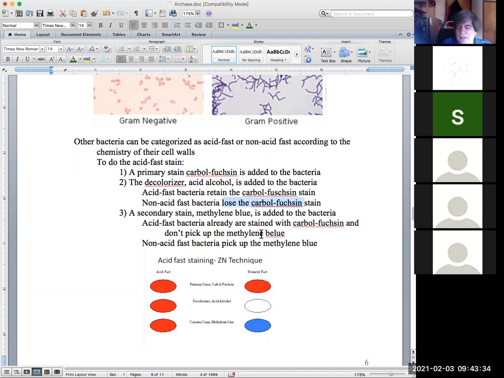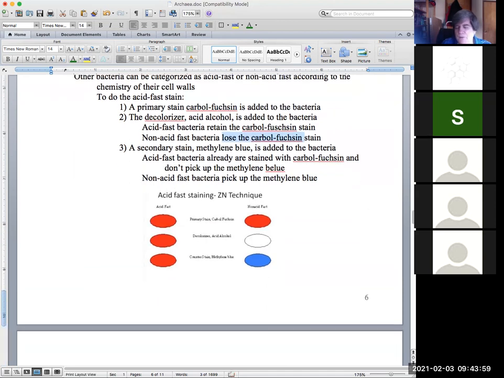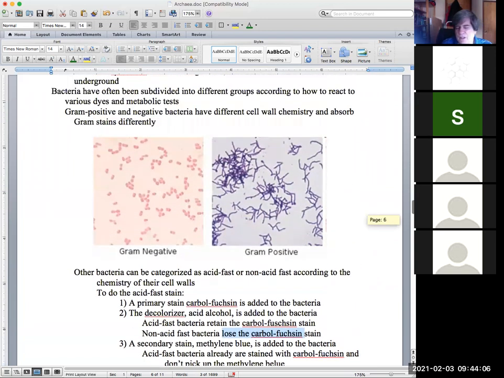Then we're going to add something called methylene blue, which is kind of a blue-purple color. Acid-fast bacteria are already stained with their carbofuchsin. They don't pick up methylene blue, so they're still reddish pink. But for the non-acid-fast bacteria, there's no stain stuck to their cell walls. They pick up the methylene blue and they look blue. So when we look under a microscope, we can see some blue cells and some pinkish cells.